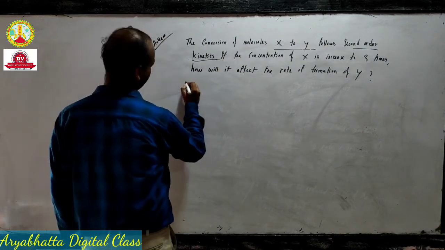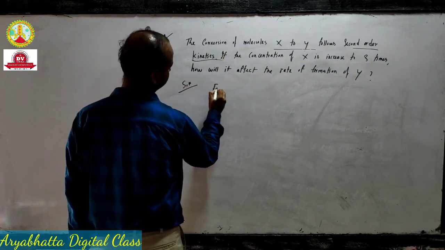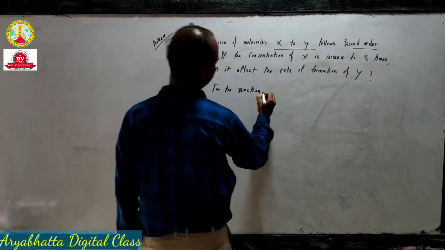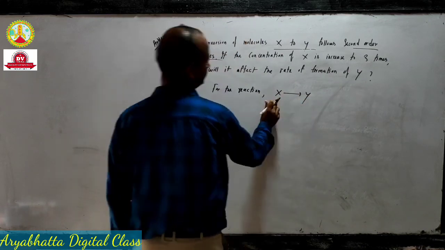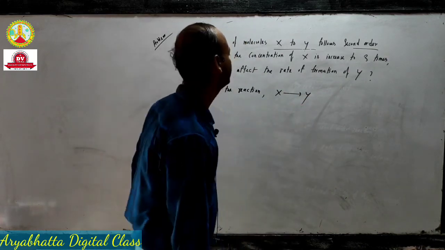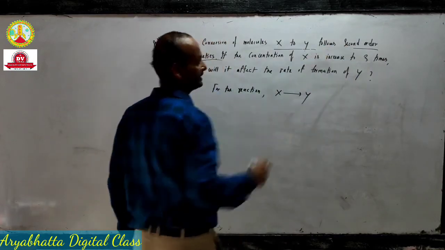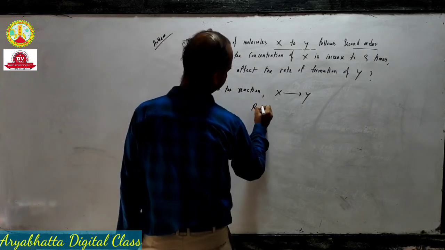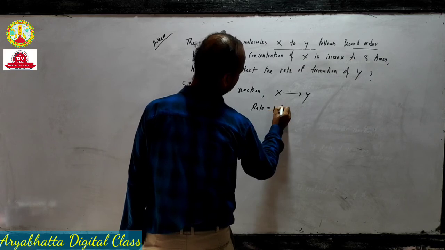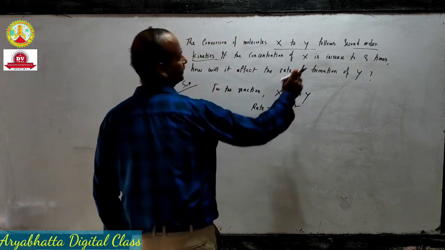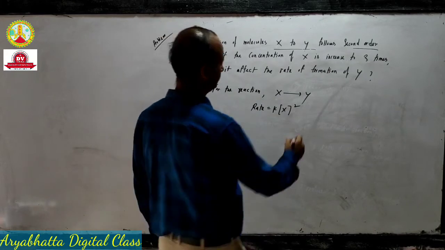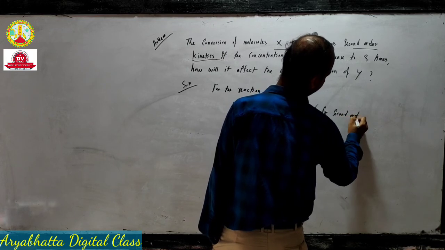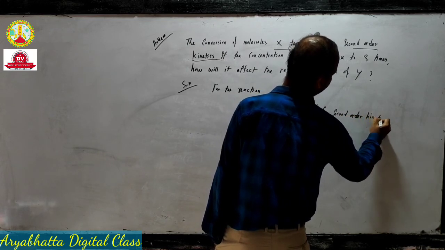देखो हाँ, सॉल्यूशन देख लो कैसे करता है. For the reaction, X to y. Okay, this is reactant. This is product. And according to the question, reaction follows second order kinetics. So rate will be k x to the power 2, because the reaction follows second order kinetics. For second order kinetics. Clear?